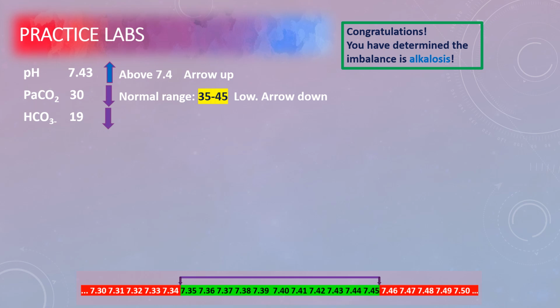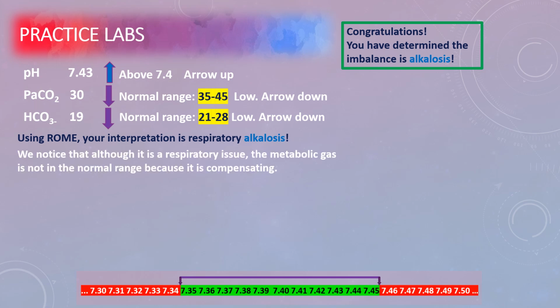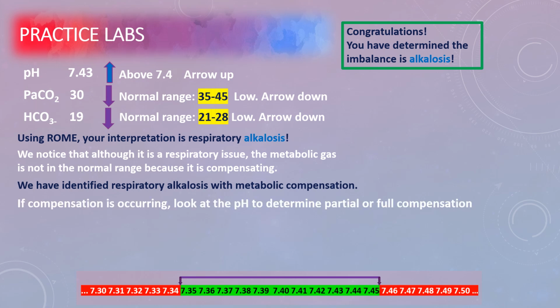The HCO3 is 19. The normal range is 21 to 28. 19 is low. Put an arrow down. Using ROME, our interpretation is respiratory alkalosis. We notice that although it is a respiratory issue, the metabolic gas is not in the normal range because it is compensating. We have identified respiratory alkalosis with metabolic compensation.